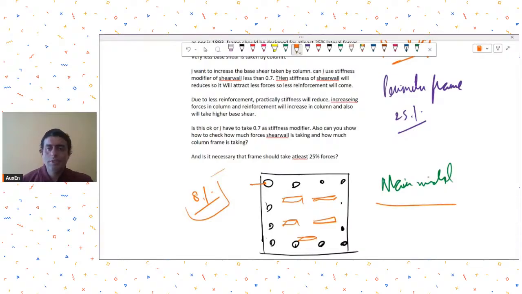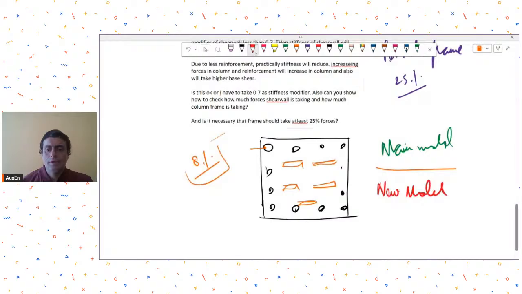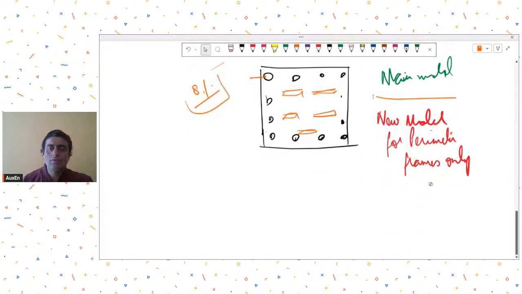So what you do is you save as, and just save it as a new model. Let's say a new model for perimeter frames only. So now you have got a new model. Now in this model, you will just take care of the perimeter frames design. Now you wanted that they should take 25%. Right now they are taking 8%.